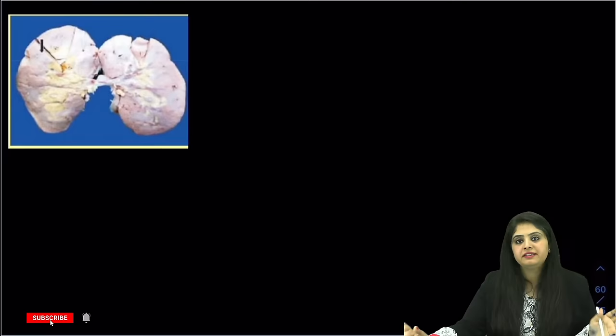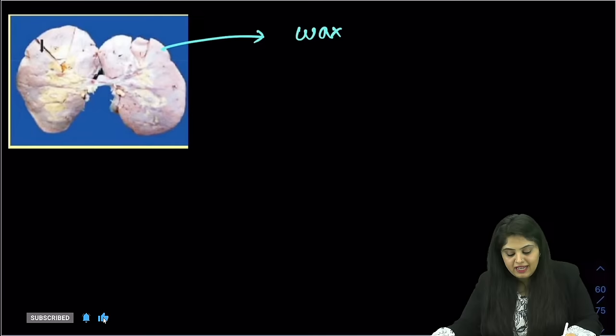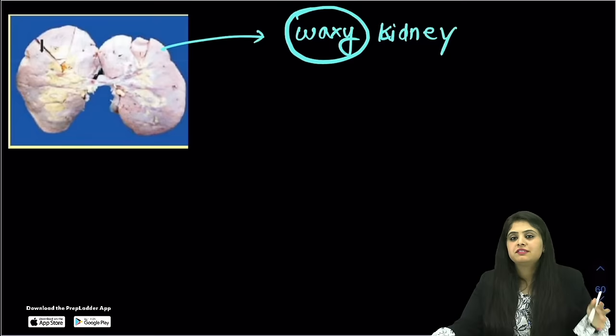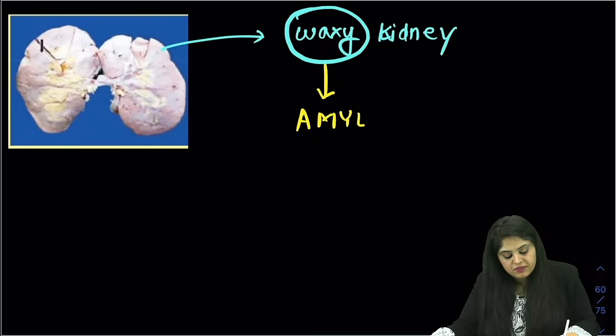And everyone knows this is the candle wax wala waxy kidney. Okay, this is the waxy kidney. So for that matter, anything waxy given, waxy kidney, waxy spleen, waxy liver, waxy lungs, anything waxy given is going to be amyloid. Anything waxy given is amyloid.